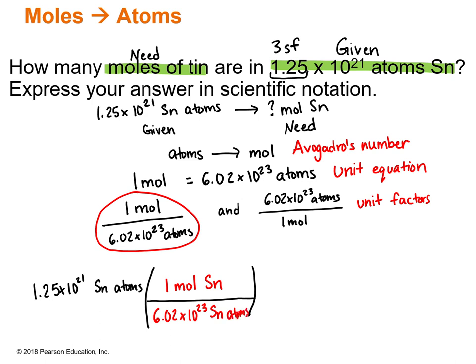So we're starting with atoms because that's what we were given. And the question is asking for how many moles. So we're starting with it because that's what the question is giving us. When you're putting this into your calculator, you're going to have two numbers in scientific notation. You're going to take the 1.25 times 10 to the 21 divided by Avogadro's number, the 6.02 times 10 to the 23rd. You're going to get a number, and it's going to have moles as your unit.